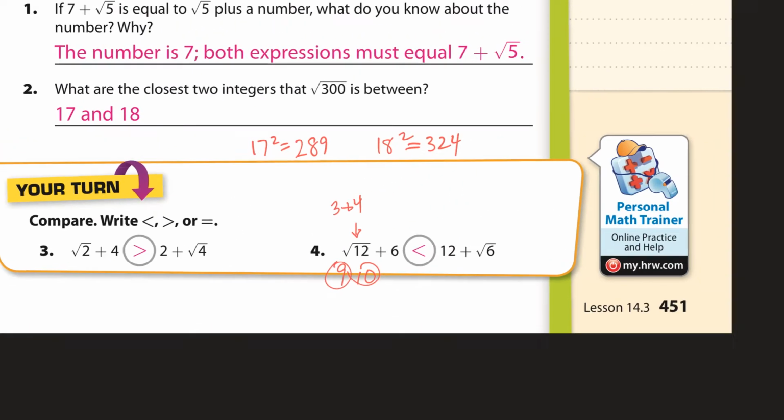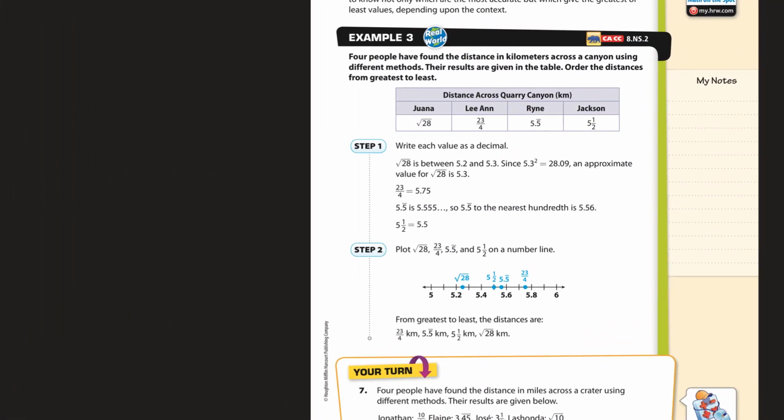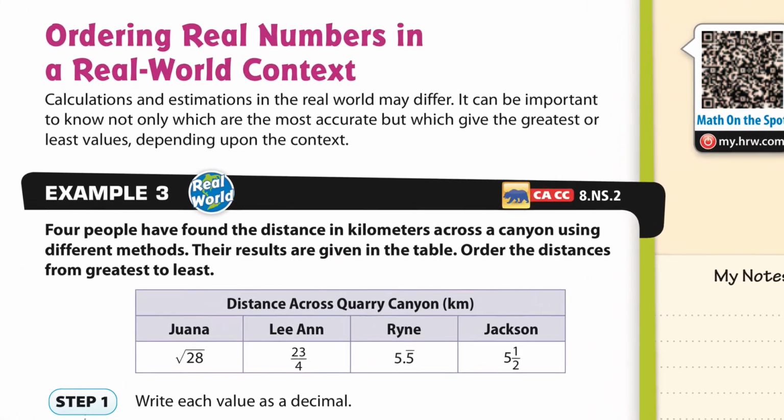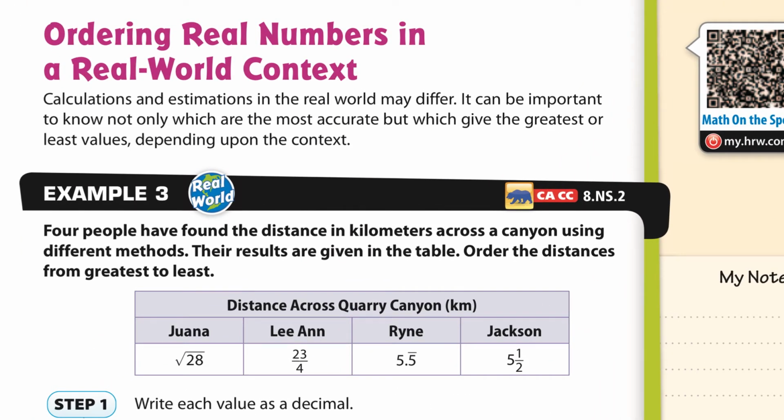Okay. Let's see what else we got here. Ordering real numbers in a real-world context. So we're going to apply this to real-world situations. Calculations and estimations in the real world may differ. It may be important to know not which is the most accurate, but which gives the greatest or least values, depending on the context. Let's see an example.